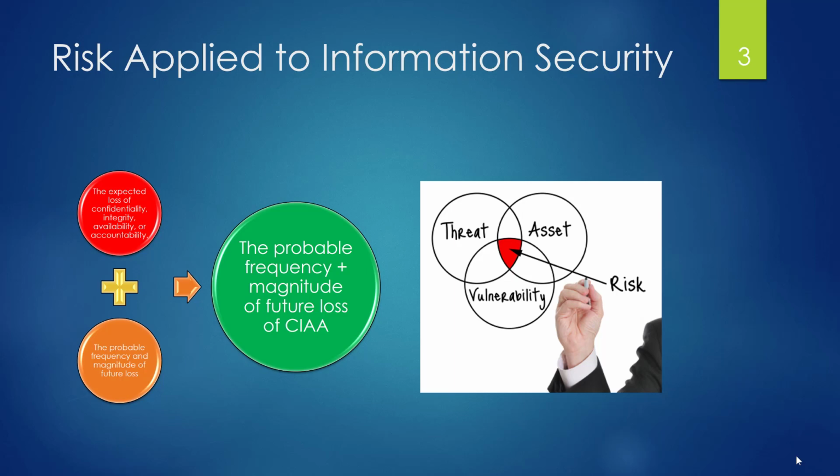When you couple that with some principles associated with risk management, in other words, the probable frequency and magnitude of a future loss, both of which you have to calculate, you then get this idea of probable frequency and magnitude of future loss of the confidentiality, integrity, availability, or accountability associated with specific information. All right, so it's one way of looking at it.